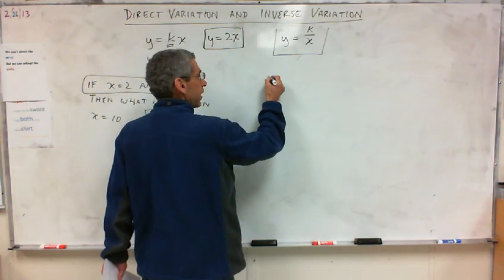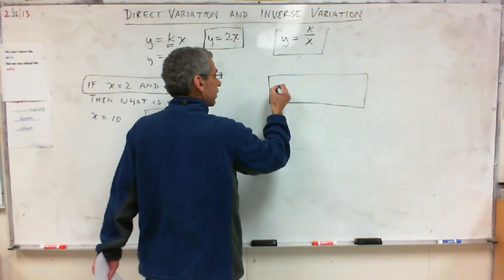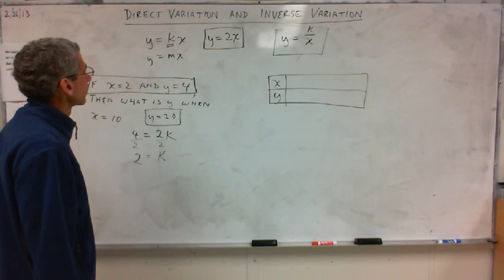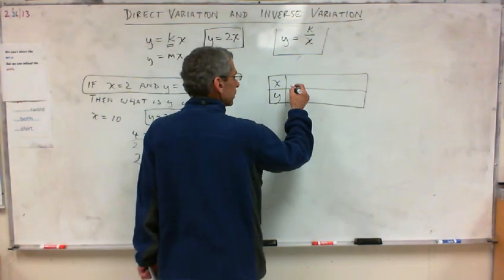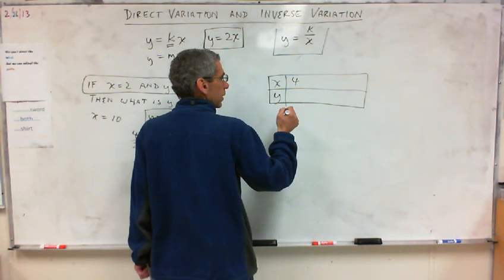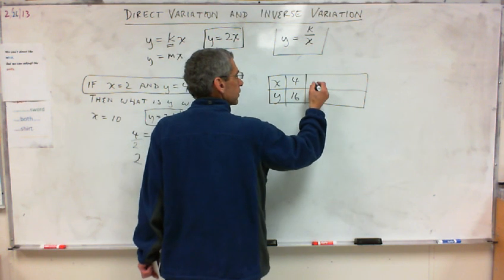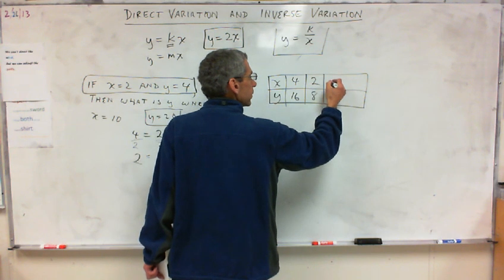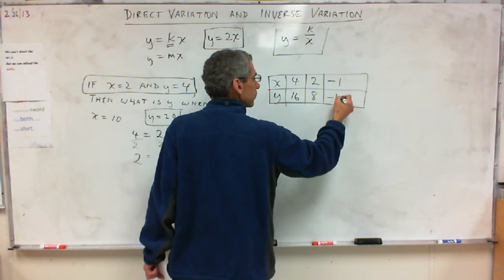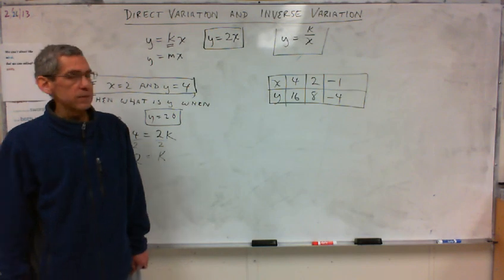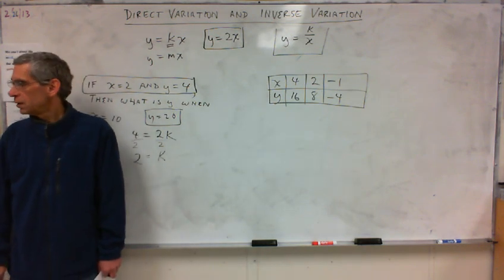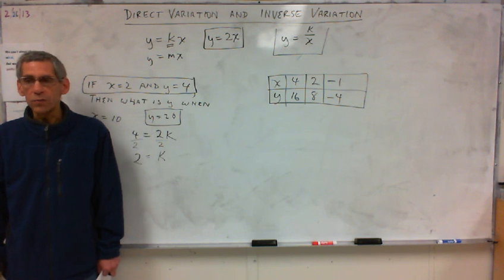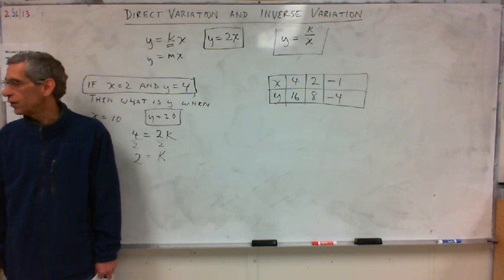Direct variation. Let's say I have a table, and I have an x and a y. Let's say x is 4, and this is 16. x is 2, and this is 8, and x is negative 1, and this is negative 4. Is that an example of direct variation? Yes. How would you know? Somebody else, how would you know?